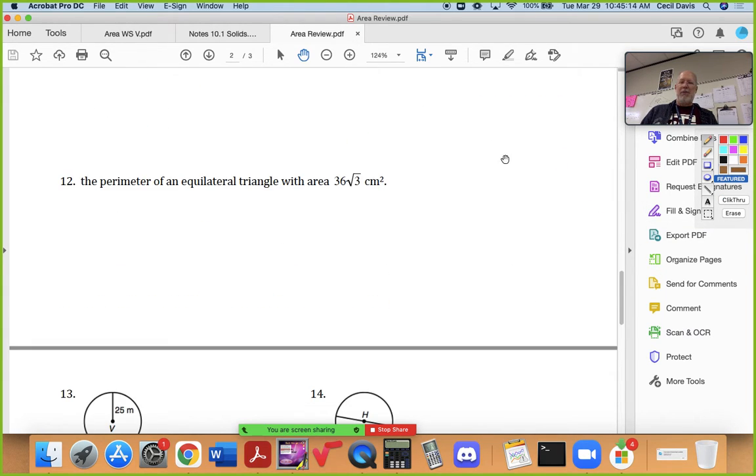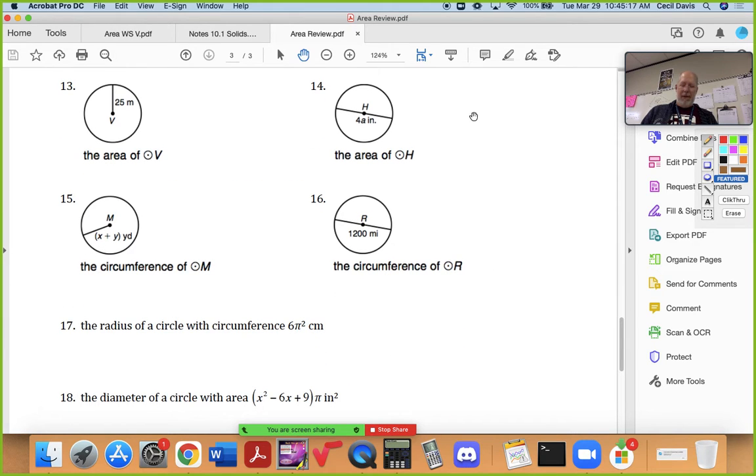All right, then page 3. Number 13 is 625 pi square meters. Number 14 is 4a squared pi square inches. Number 15 is 2x plus 2y all times pi yards. Number 16 is 1,200 pi miles. Number 17 is 3 pi centimeters.